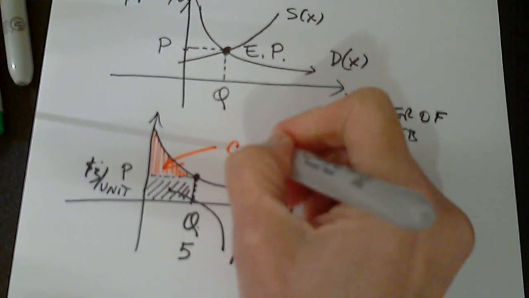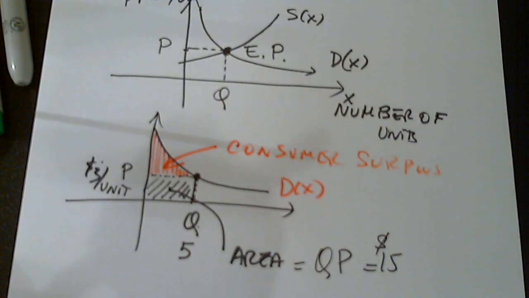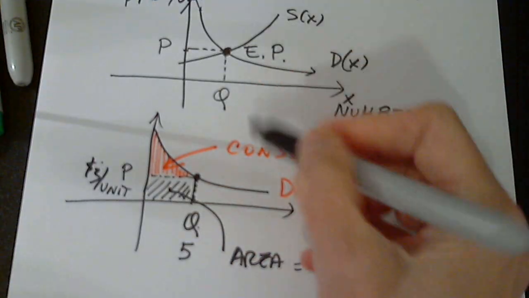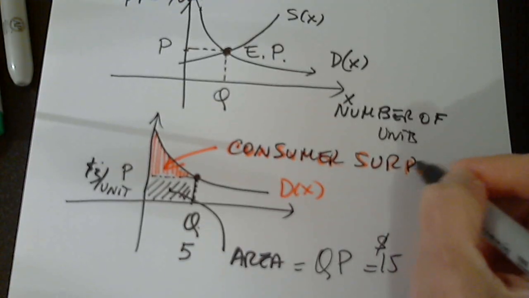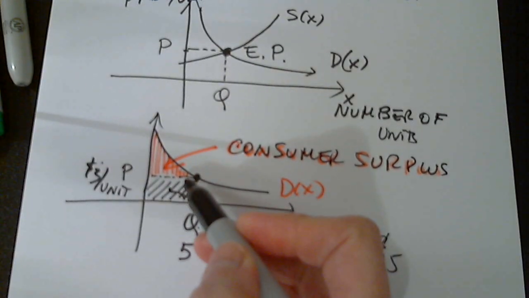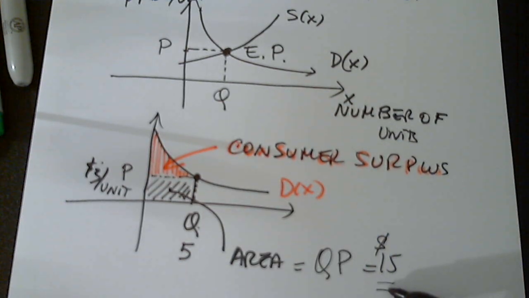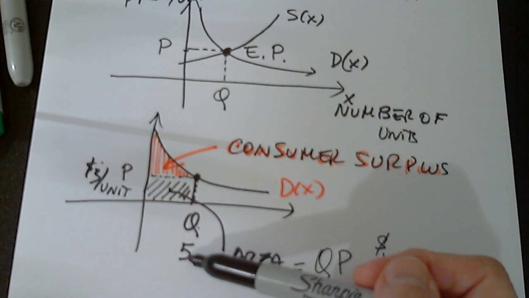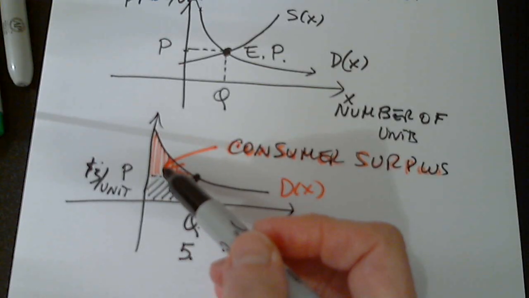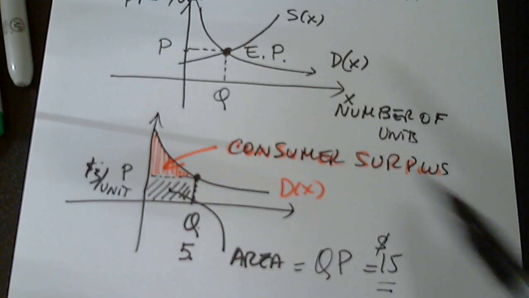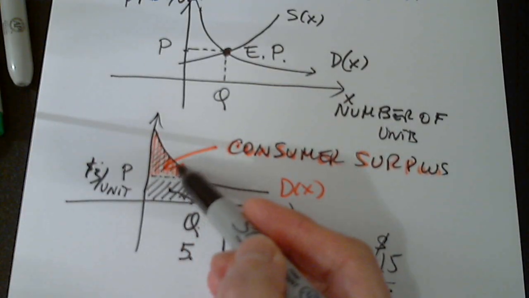This is consumer surplus. This is no good anymore. Consumer surplus. What does it mean? Well, it means that we are paying $15 for these 5 units. This is what goes out of our pocket. But we are actually getting a little bit extra. What is the little bit extra that we are getting? Exactly this area.